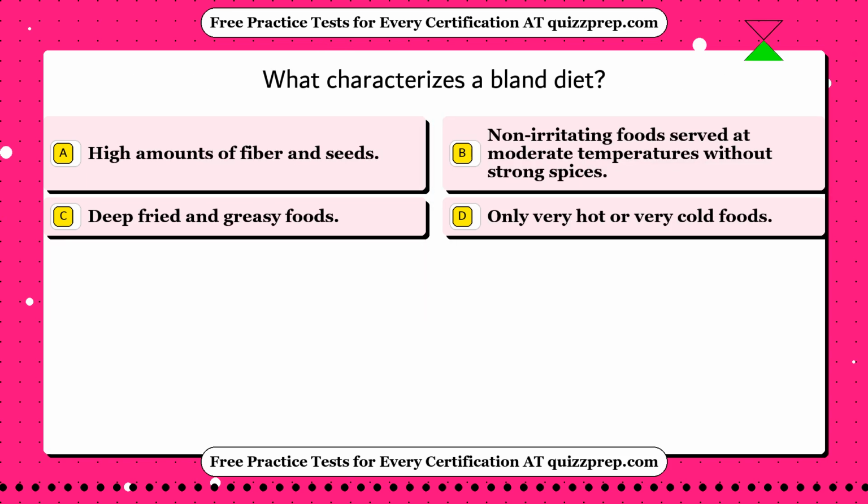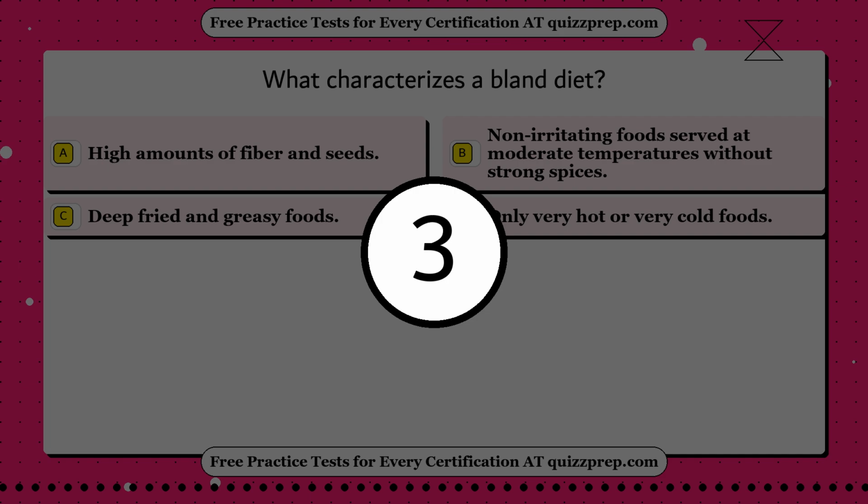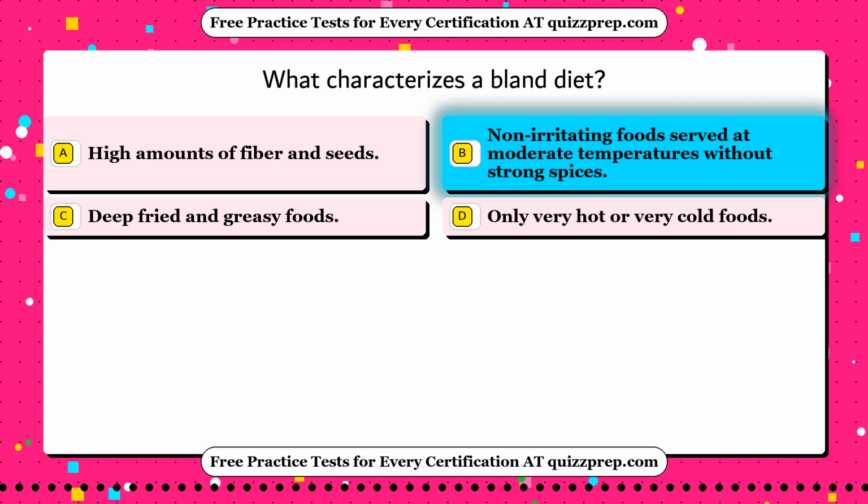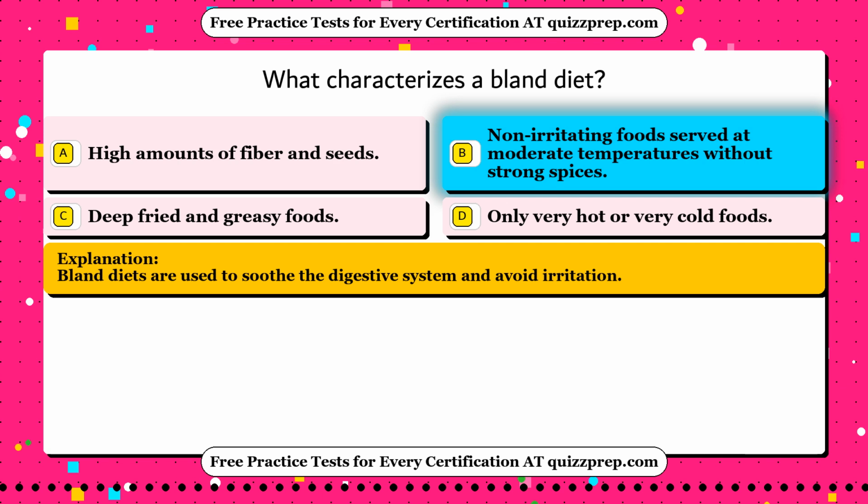Question 61. What characterizes a bland diet? Option A, high amounts of fiber and seeds. Option B, non-irritating foods served at moderate temperatures without strong spices. Option C, deep-fried and greasy foods. Option D, only very hot or very cold foods. The correct answer is option B, non-irritating foods served at moderate temperatures without strong spices. Bland diets are used to soothe the digestive system and avoid irritation.